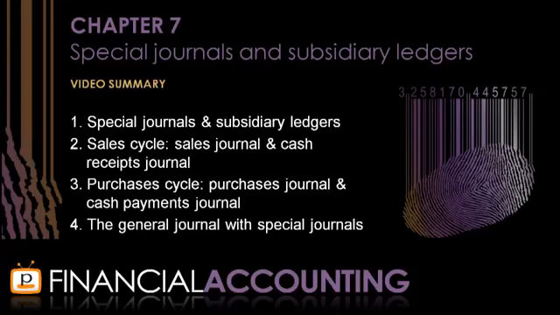So that's Chapter 7, Special Journals and Subsidiary Ledgers. The key topics were special journals and subsidiary ledgers, sales cycle, sales journal and cash receipts journal, purchaser's cycle, purchaser's journal and cash payments journal, the general journal with special journals.